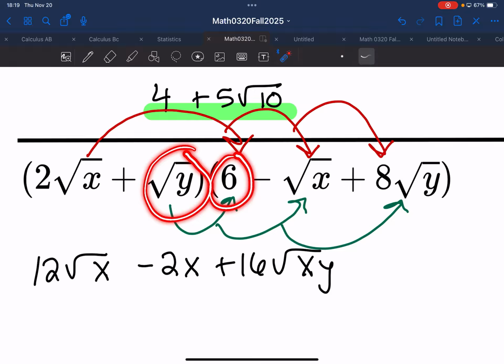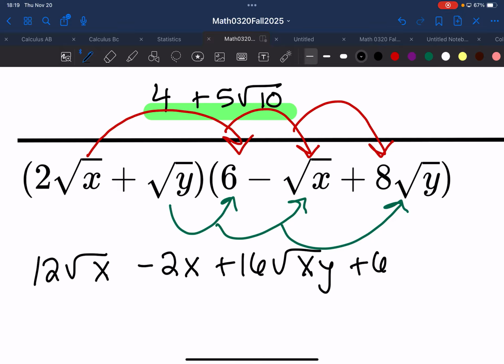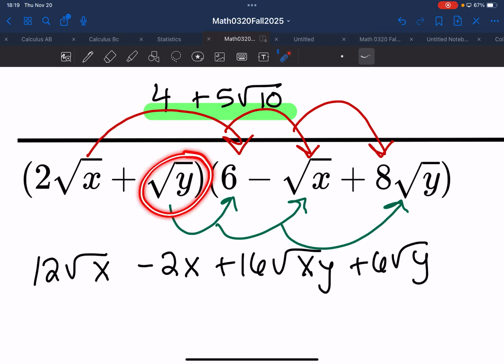6 square roots of y. Okay. Then we have the square root of y times negative square root of x. Negative square root of xy.